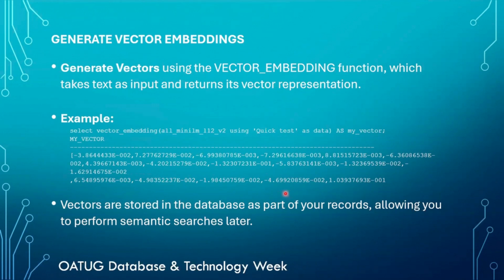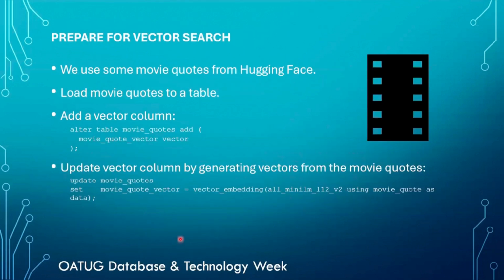You can store that in the database table. So the next example I'm going to show you is I found a movie quotes dataset from Hugging Face again. The movie quotes table has two columns: one is the movie name, and the other is the quotes from the movie. So I loaded that into the table.